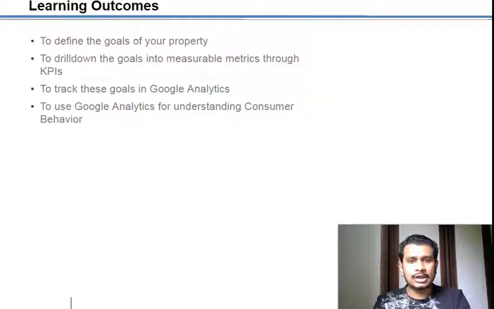So we can drill down all the measurements we want, and we will see the main 5 parameters when you track the data. Then we will see the consumer behavior, like how your consumers or customers are behaving on your website. Okay, so these are the main outputs for this top module.